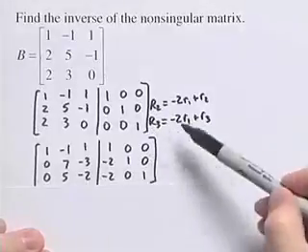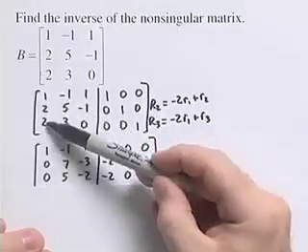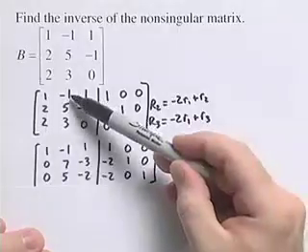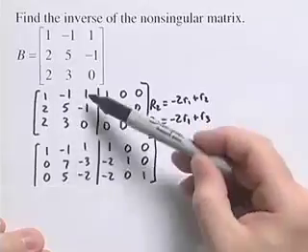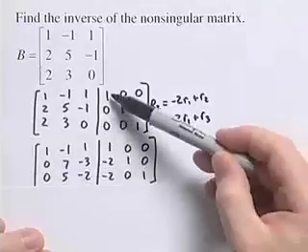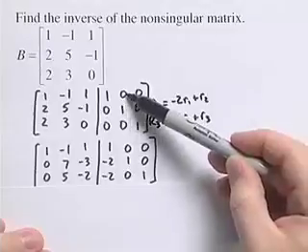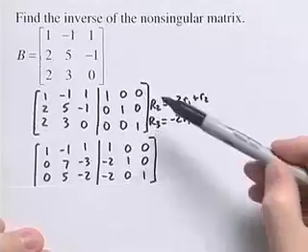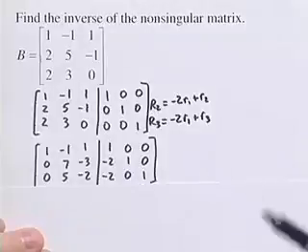To get our new row 3, we have to perform this operation. -2 times 1 plus 2 is 0. -2 times -1 is +2, plus 3 gives us 5. -2 times 1 plus 0 is -2. -2 times 1 plus 0 is -2. -2 times 0 plus 0 is 0. -2 times 0 plus 1 is 1.